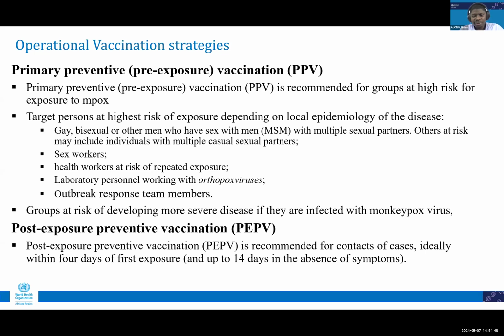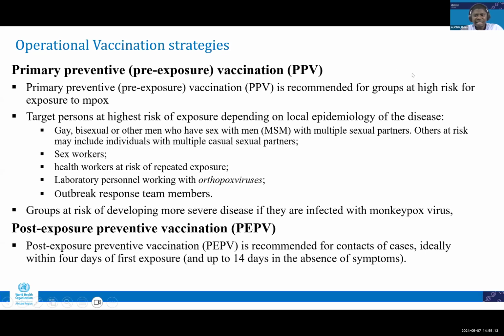In terms of operational strategy, SAGE looks at 2 different modes of deployment of the vaccine in a response setting. The first is primary prevention, where we administer the vaccine prior to exposure of the patient.